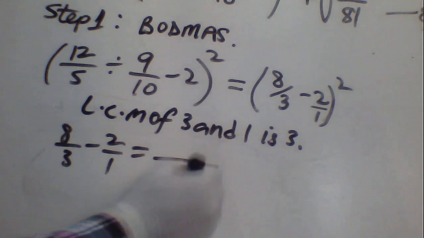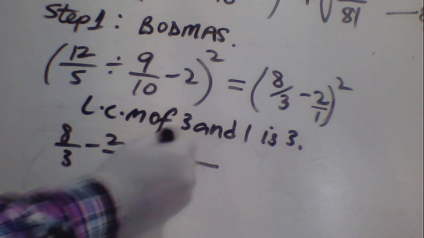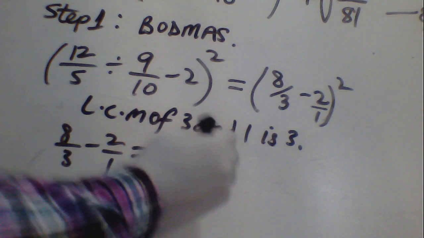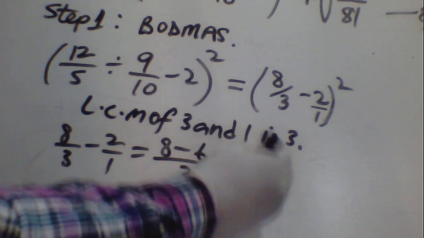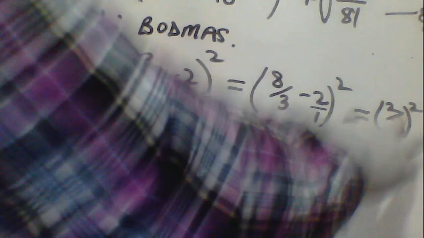This is 3. You write their LCM. So 3 divided by 3 will give us 1. 1 times 8 will give us 8. Minus 3 divided by 1 will give us 3. 3 times 2 will give us 6. So we have 2 over 3. So replace this value here by what? 2 over 3.